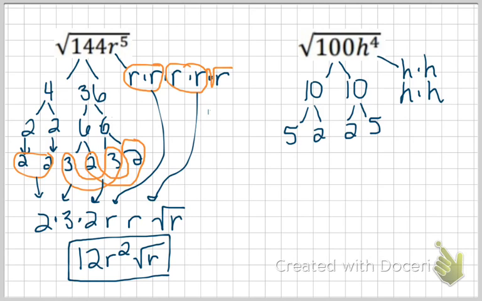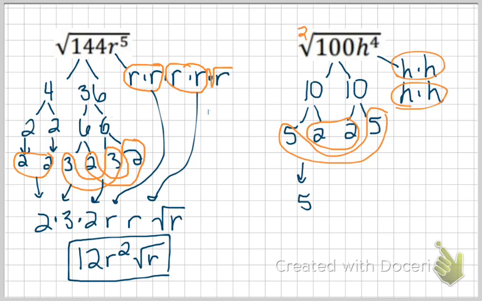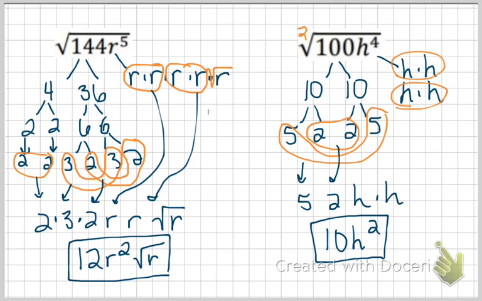Next problem. Break down the 100, find the factors. Okay, 10 and 10. Break up the 10s, 5 and 2, 2 and 5. The index is 2, so I'm going to put them in pairs. Here's a pair. Here's another pair. Pair, pair. Everything got paired. So then we have 5 goes outside, 2 goes outside, H and H, because there were 2 groups, 2 pairs. 5 times 2 is 10, H squared. And this is our simplified answer.